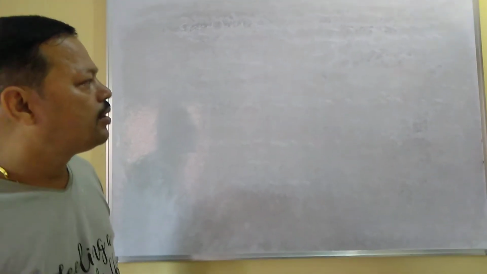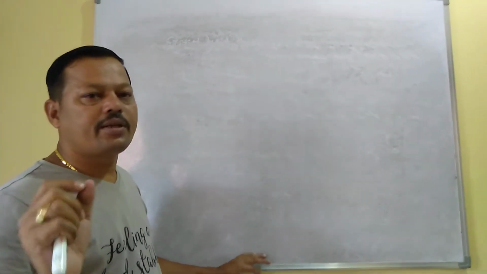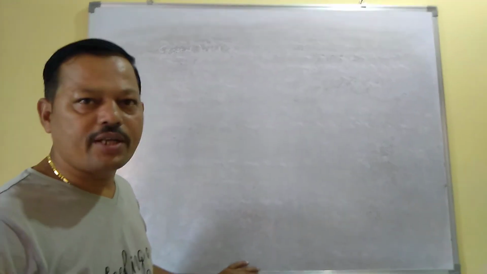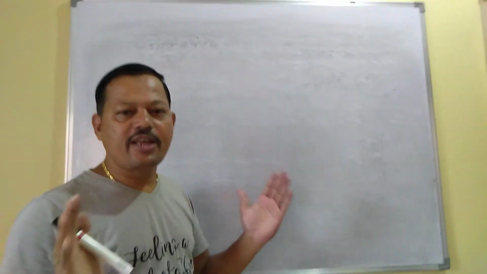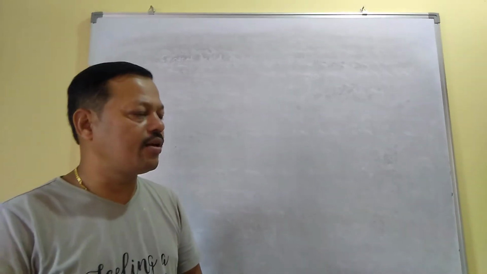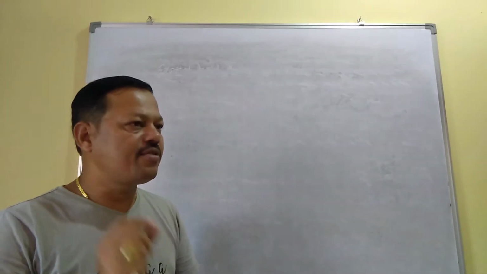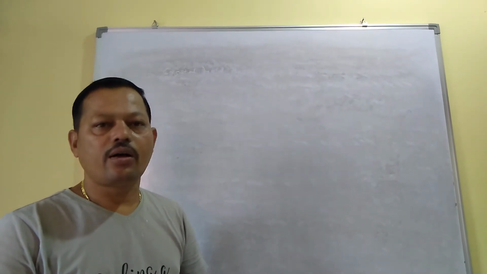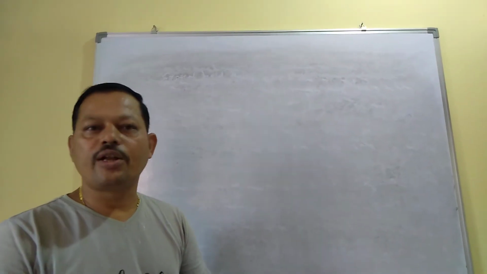Good morning, students. As we have started the structure of atom, today we will do the different models of atom. As you know, different scientists gave different types of models for the atom. At first, one of the scientists called Thomson gave a model which is called Thomson's model of atom.